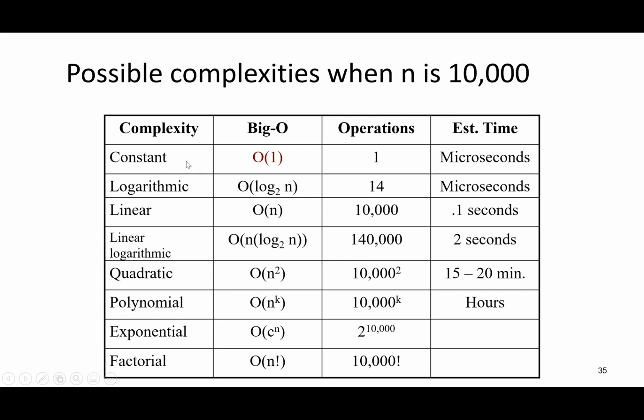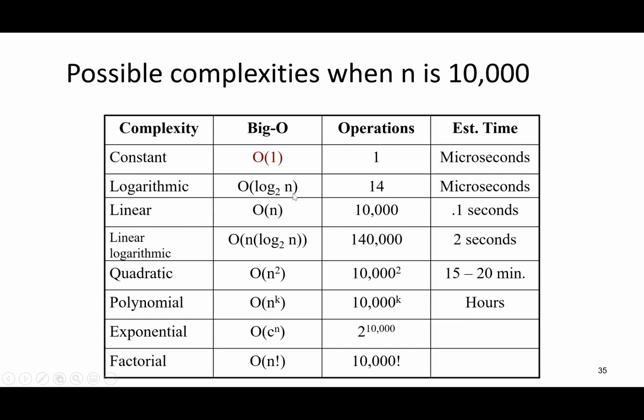So the complexity here is constant. Let's say here in this table, the n size we are talking about is 10,000. Let's say the data that you want to process is 10,000, right? So if your big O is constant, order of 1 operation, of course, we consider it as 1. It's very fast, microsecond, to run the algorithm.